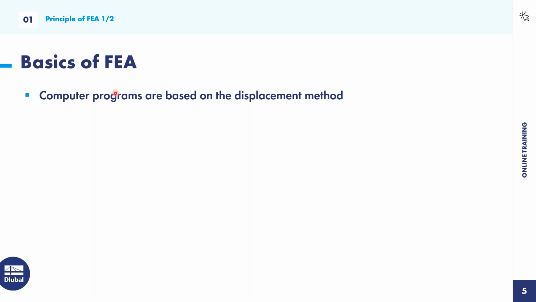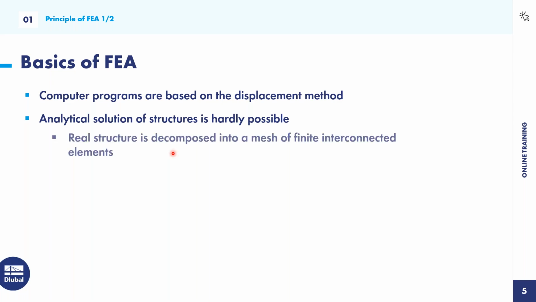But the computer programs are using the displacement method because it's easier to implement, more convenient, and easier calculation for the programs. So if you look at any complex structures, it is normal that the analytical solution is not so easy. It's hardly possible to calculate or to find any analytical solution.